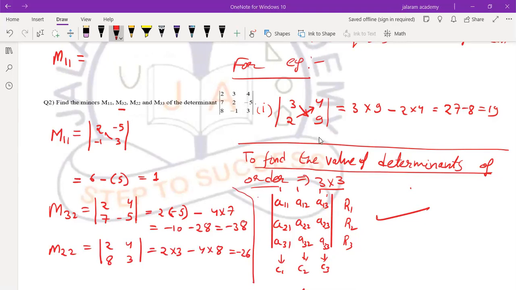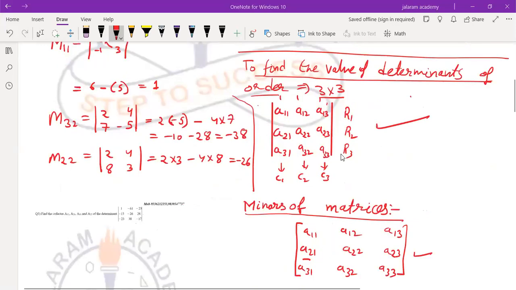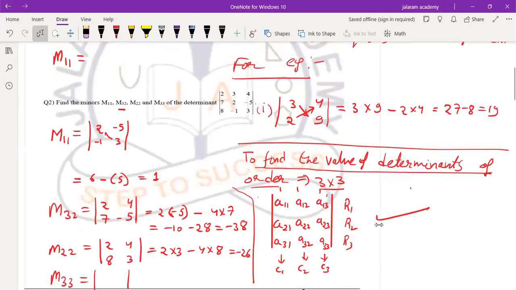Next is M33. You must have obtained its value also, which is obtained by deleting third row, third column: 3, 2, 4, minus 5. Minus 15 minus 8 means it is minus 23.